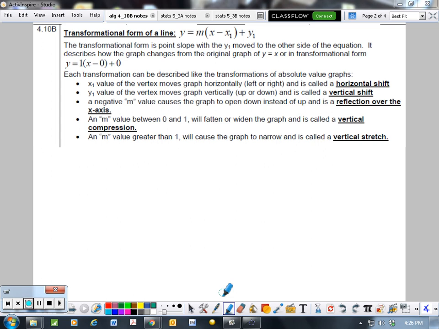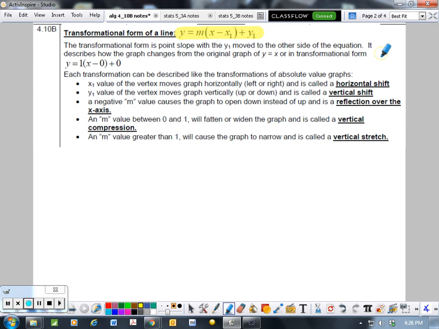Okay, we're going to keep working on transformations, and we're going to do the same types of transformations we did when we were graphing absolute value functions, but now we're going to do them with lines. And so we get a new line format, and that is this one right here, y equals m times (x minus x1) plus y1.